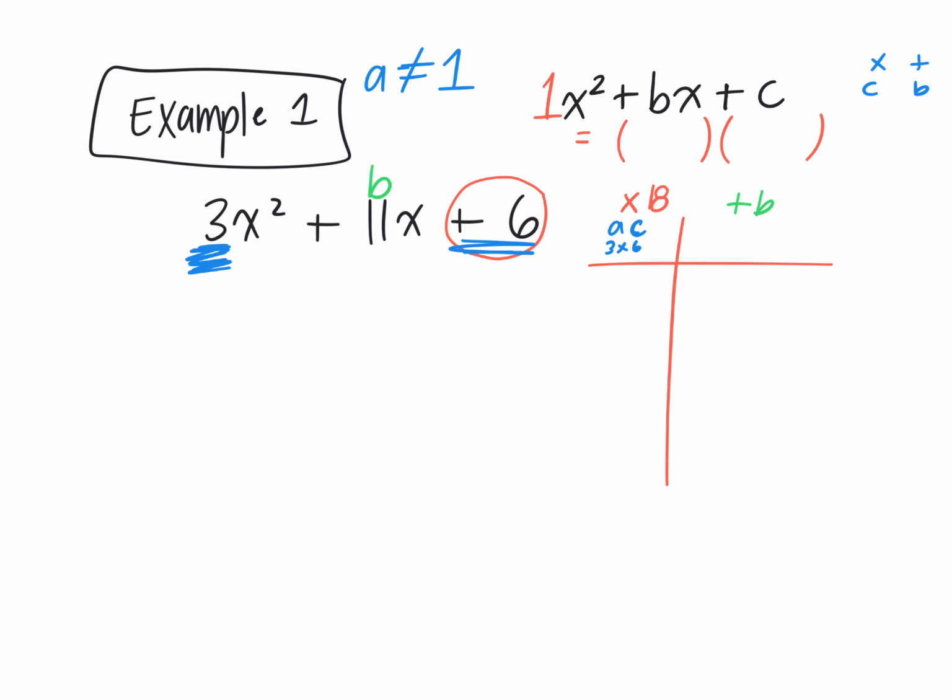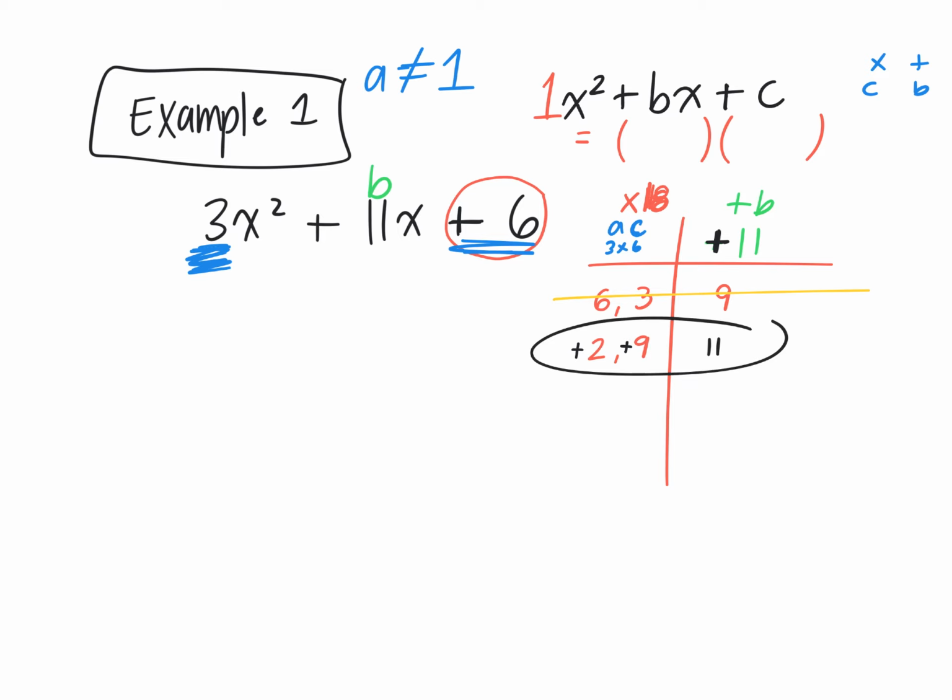So what's b? 11. So what are factors of 18? What are two numbers that multiply together to give you 18? 6 and 3. What's 6 plus 3? 9. That didn't work. What else? What times what is 18? 2 times 9, and positive. So we know both of them can be positive, and it has to add up to positive 11. What's 2 plus 9? 11.